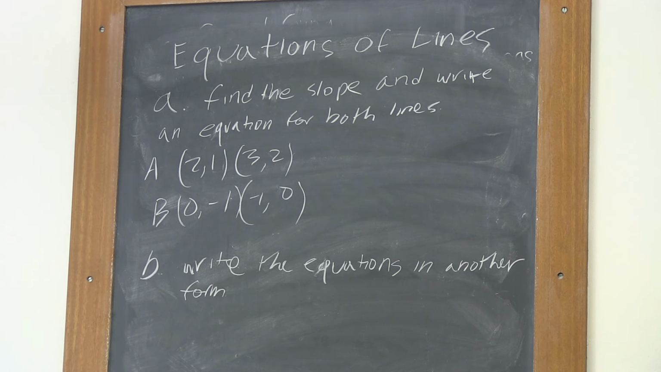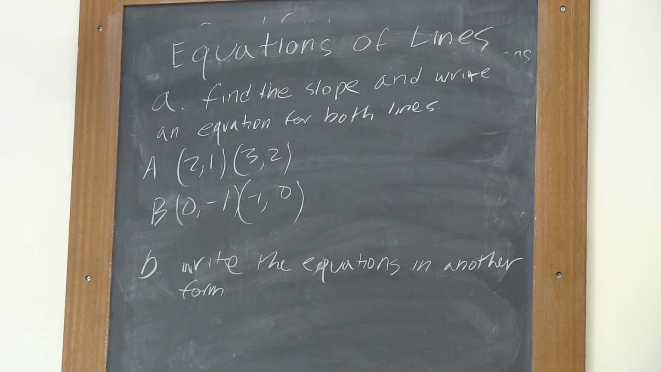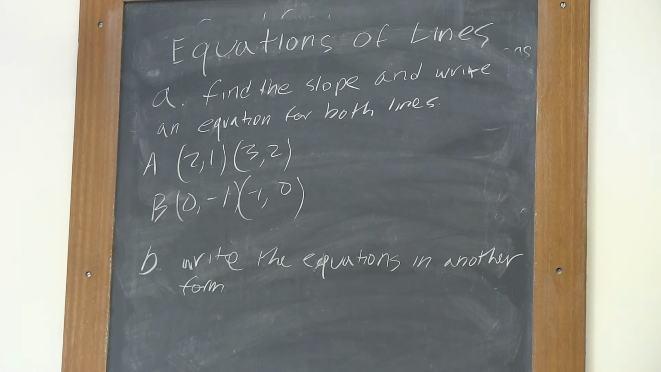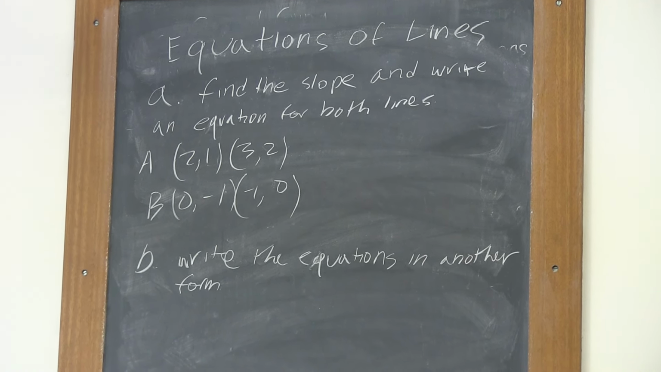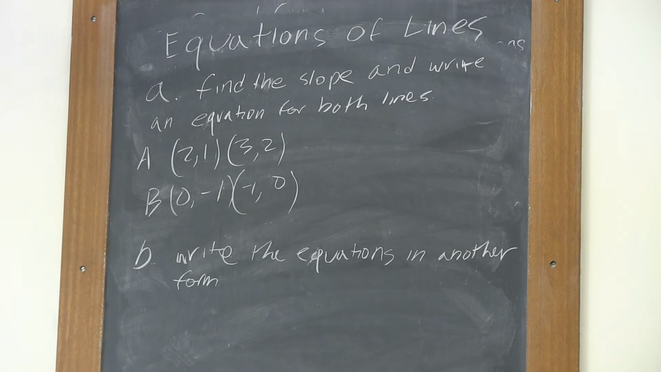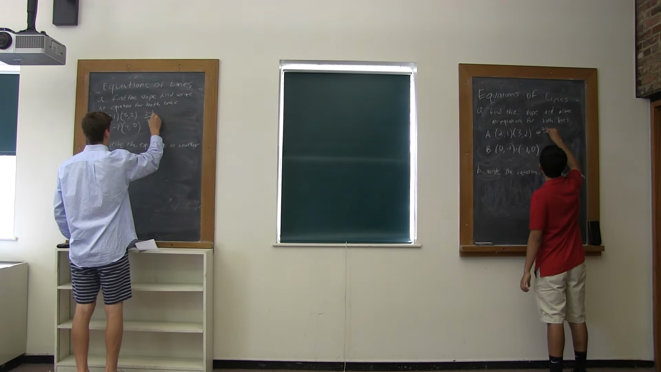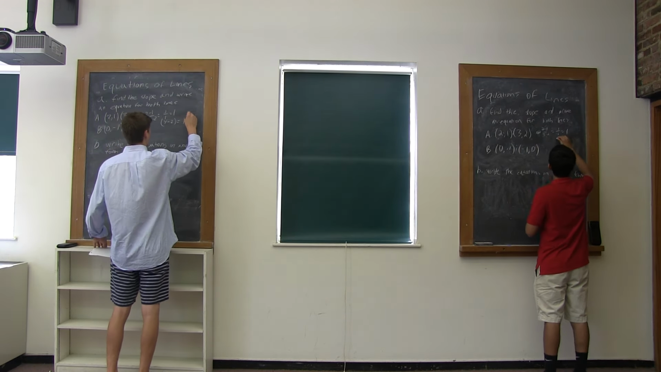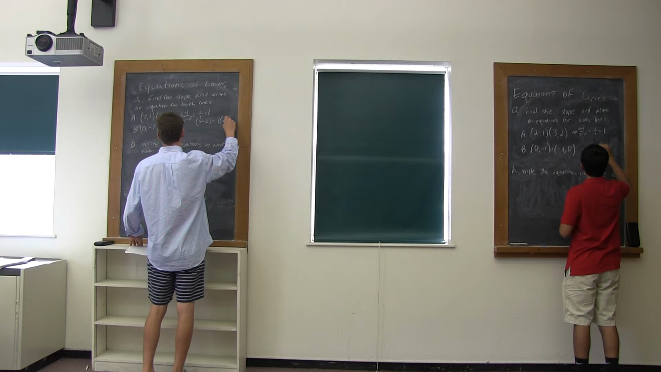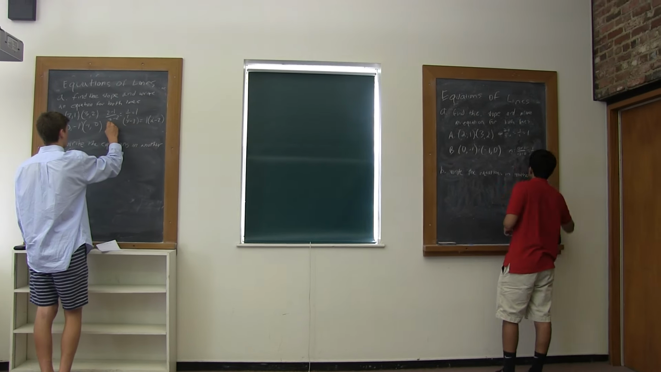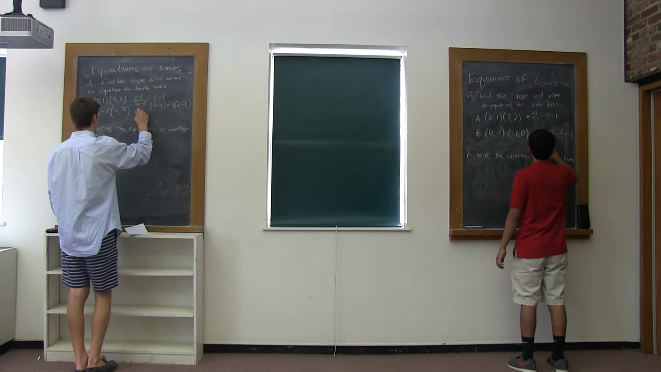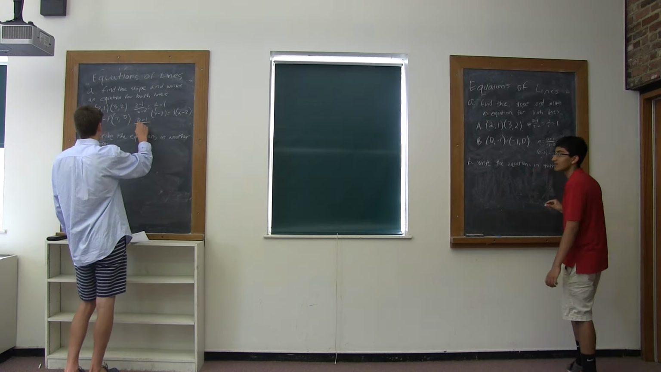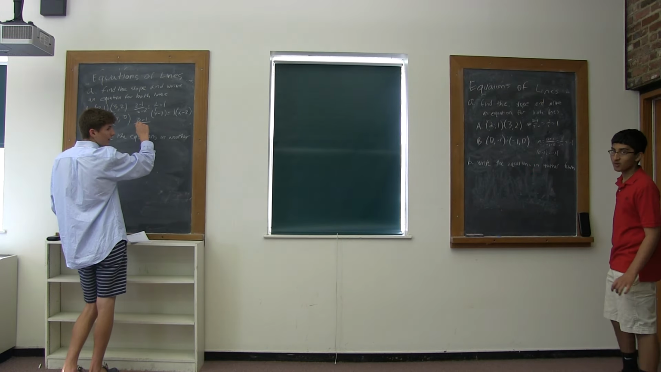First problem has to do with the equations of lines. The first problem is find the slope and write an equation for both lines, and then the next one is write the equations in another form. They're back at it, folks. And it looks like John has started out. He's going y2 minus y1 over x2 minus x1. That's how you find the slope. And Nithish looks like he's done the same thing. They have both moved on to the second part, part B, the second line.